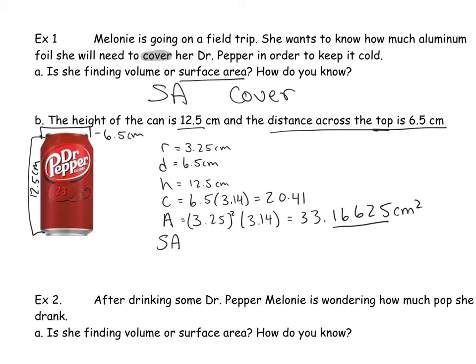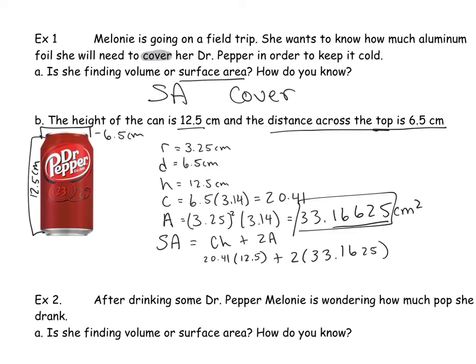Now let's find the surface area. Surface area is the circumference times the height plus 2 times the area of the base. The circumference is 20.41. The height was 12.5, plus 2 times this really long number, 33.16625. Now do them separately and we get 255.125. Don't round that until the end of the problem. And this is going to be 66.3325.